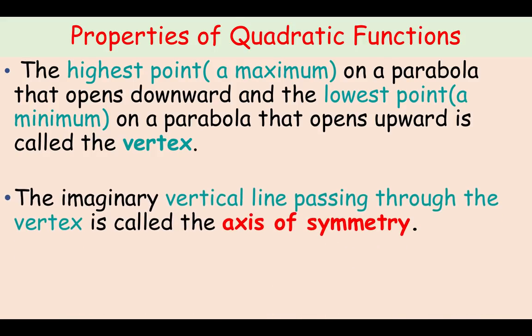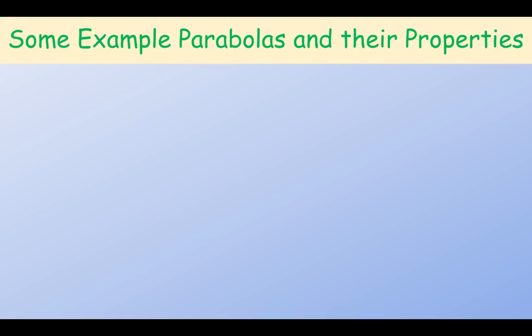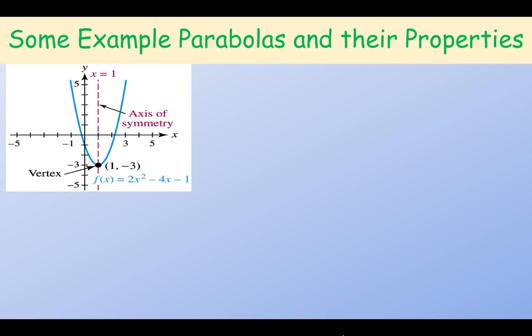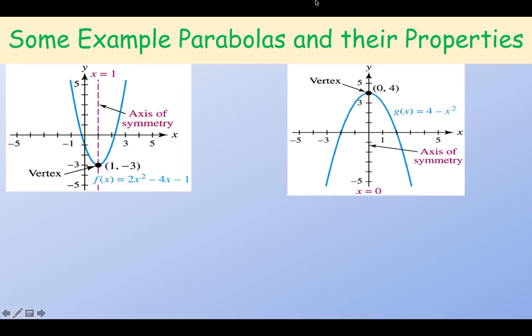The imaginary vertical line passing through the vertex is called the axis of symmetry, because quadratic functions are perfectly symmetrical if you draw a line vertically up and down. So here we go, this is what I was talking about. The axis of symmetry cuts vertically up and down through the vertex of your parabola, and basically you have a mirror image because it's perfectly symmetrical. And this right here is your vertex. This one is a parabola that's facing downward. You notice that the vertex is up here, so this one would be a maximum, and for this one the vertex would be a minimum.